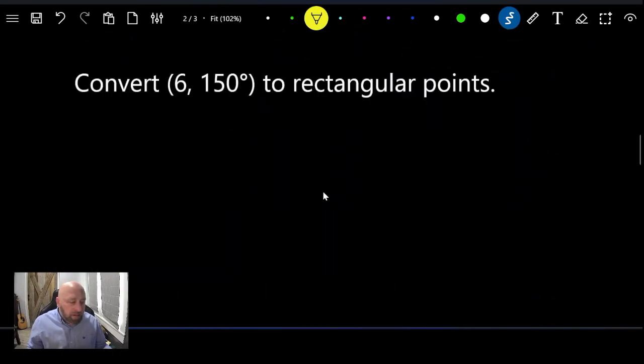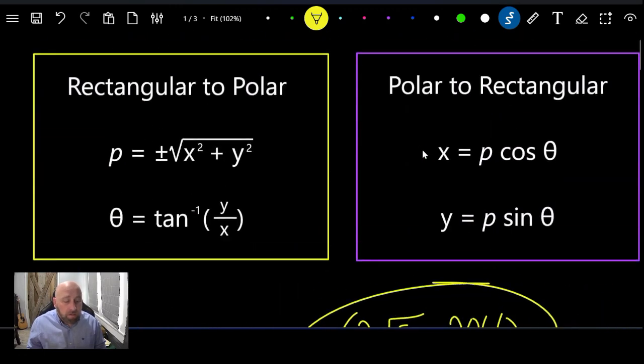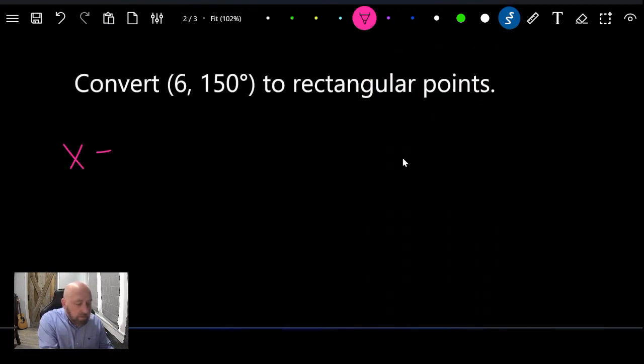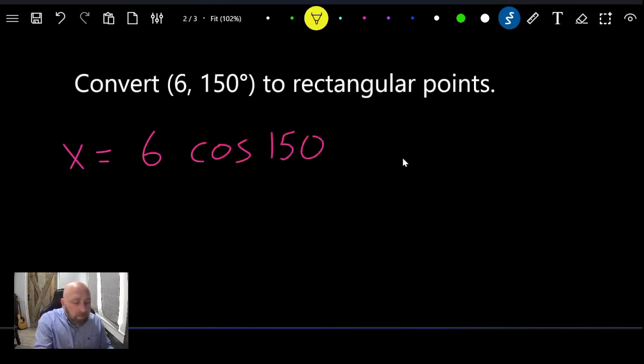Now, the second thing that it asks you is to convert 6, 150 degrees to rectangular. So obviously, we're now in polar coordinates, and we need to go to rectangular. So let's go up here, and this is what we're going to use. For the x, we're going to get rho cosine theta, and for the y, we're going to get rho sine theta. So x equals rho cosine theta, where rho is 6. And for the y, we're going to get 6 sine theta.